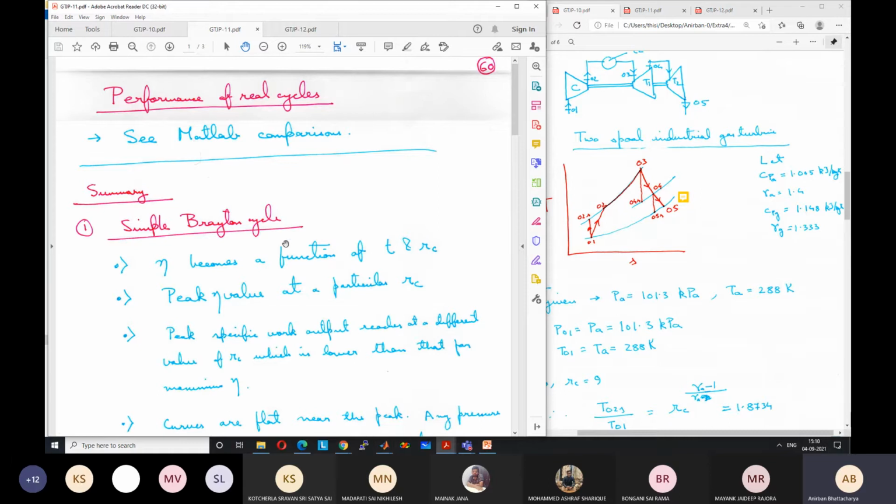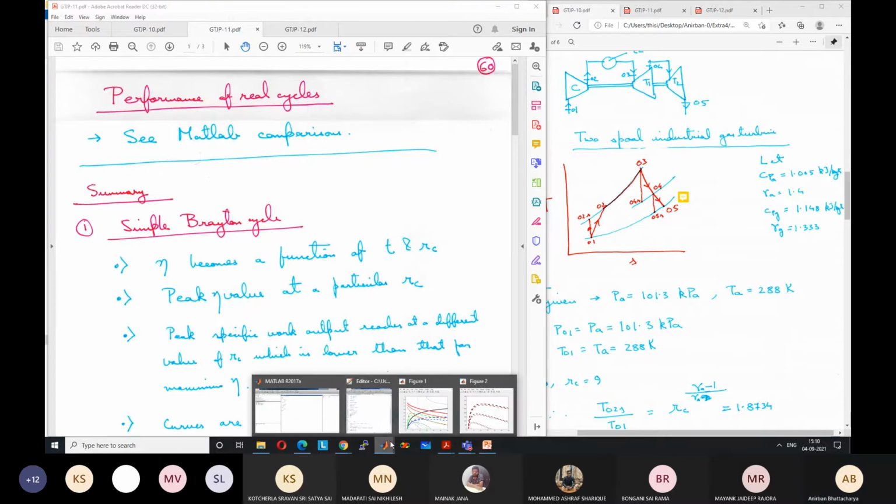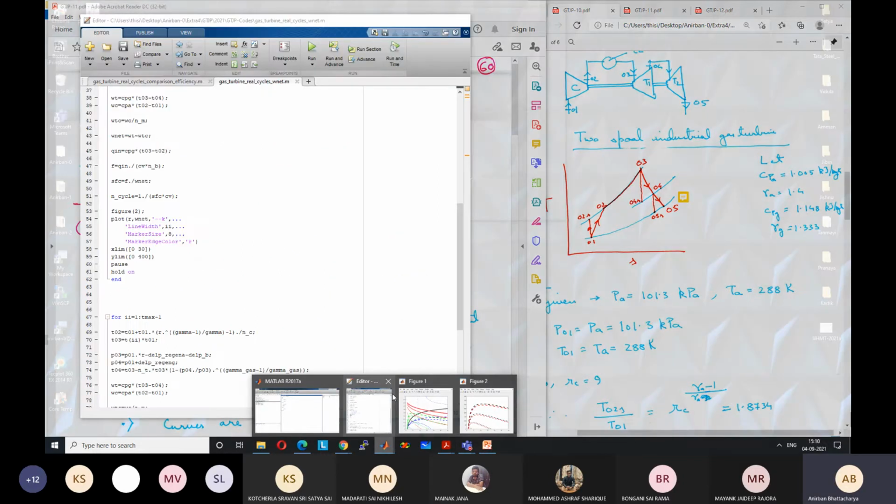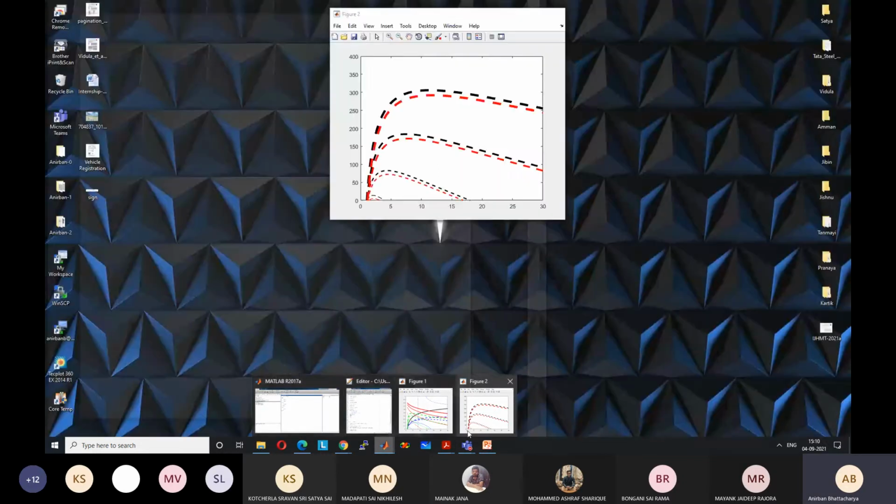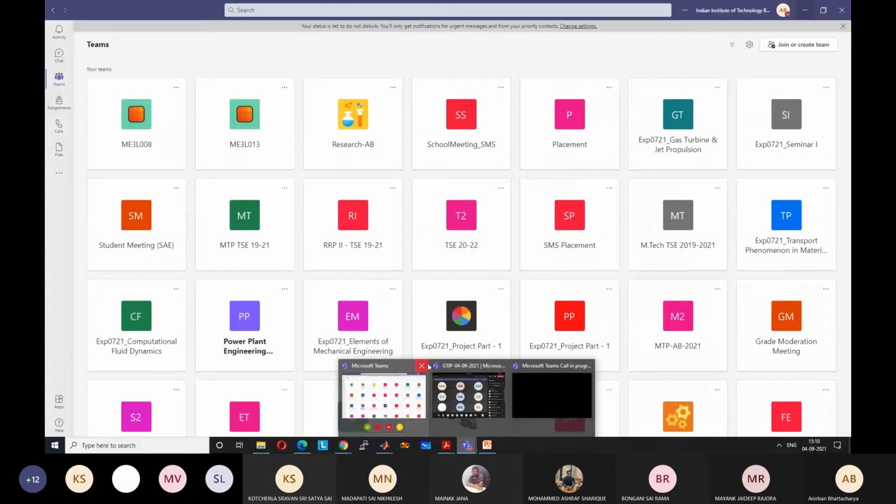I will show you the simple Brayton cycle and the simple Brayton cycle with regeneration for real cases, and how the efficiency changes. I have already uploaded these programs in the portal. You can take a look later on.